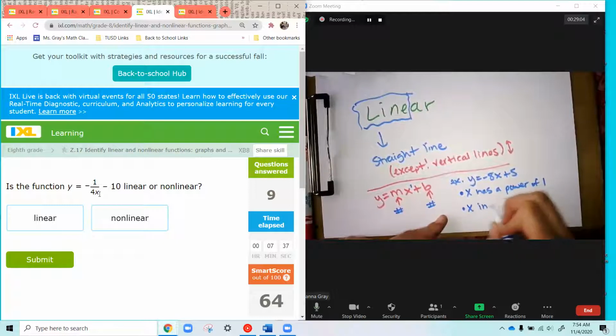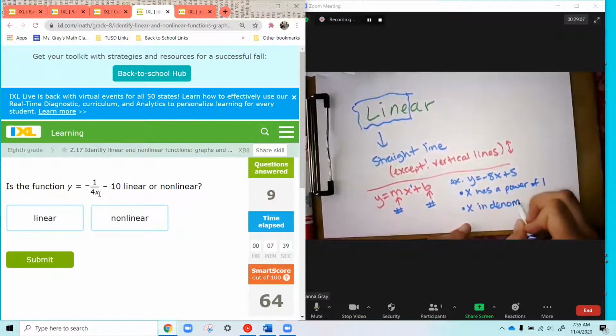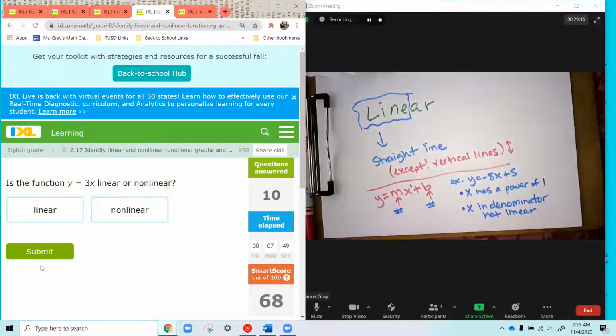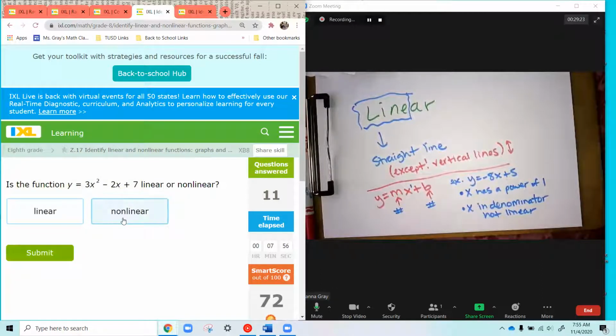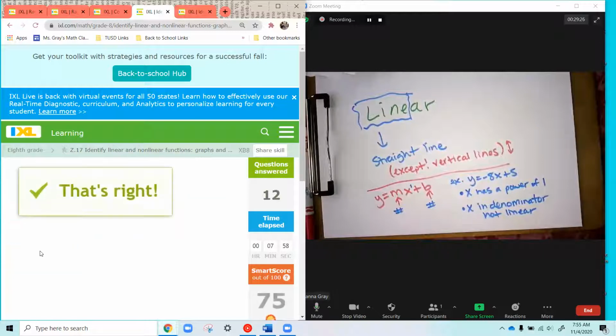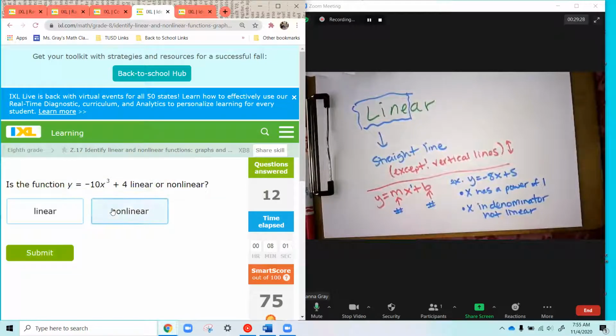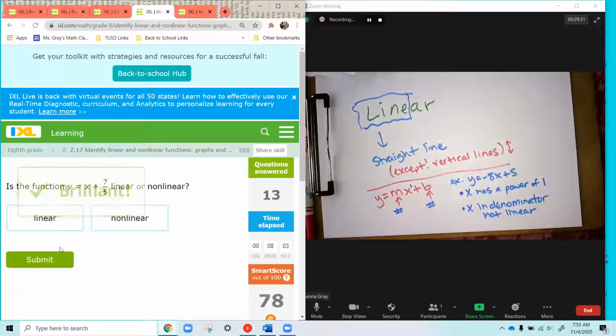So x in denominator is not linear. So non-linear. This is linear, so it has x power 1. Perfect. Ooh, x has a power of 2, non-linear. X has a power of 3, non-linear. X, normal by itself, power 1, not on the bottom. Looks pretty linear, so don't let the fraction throw you off.